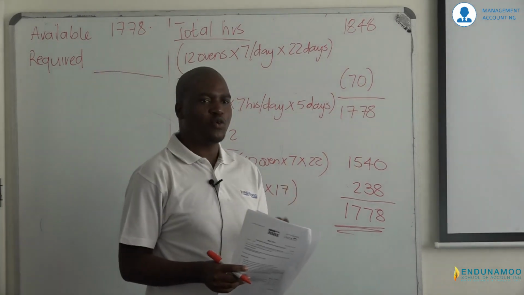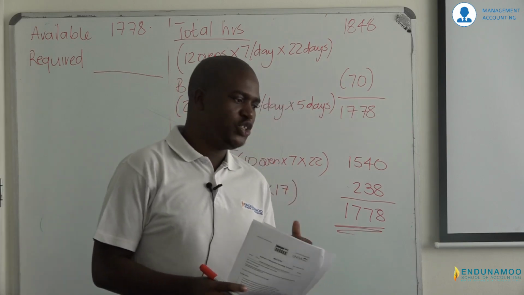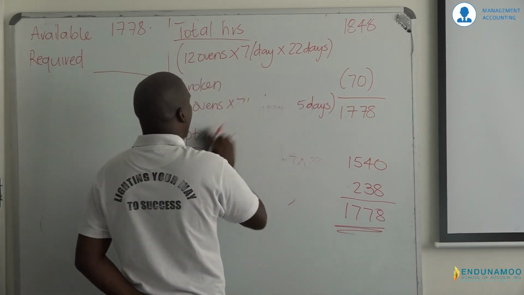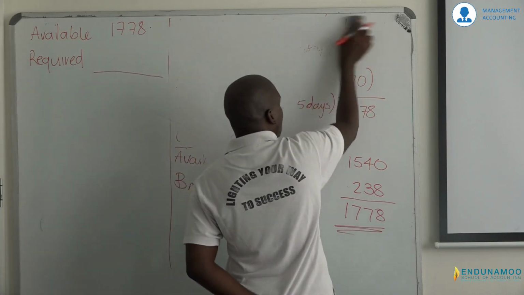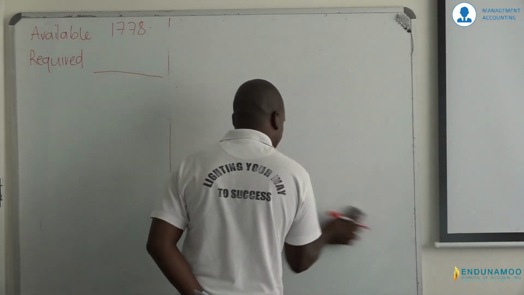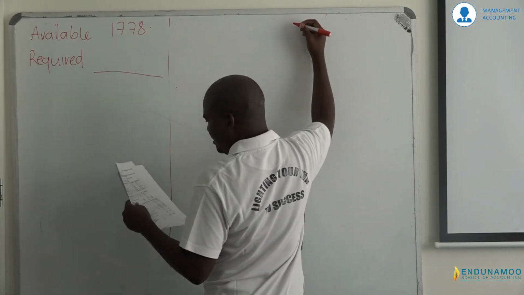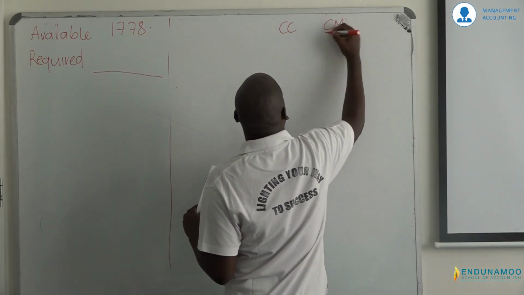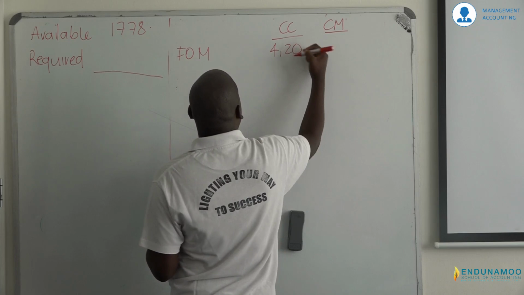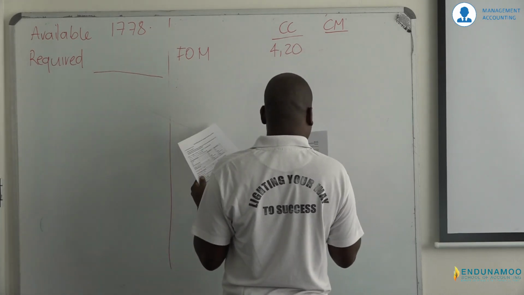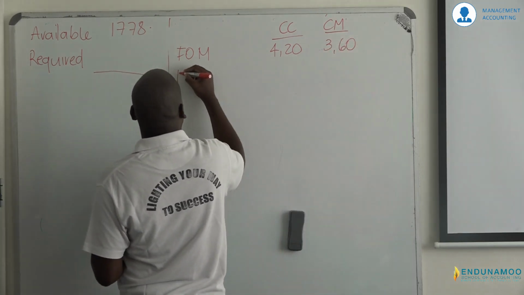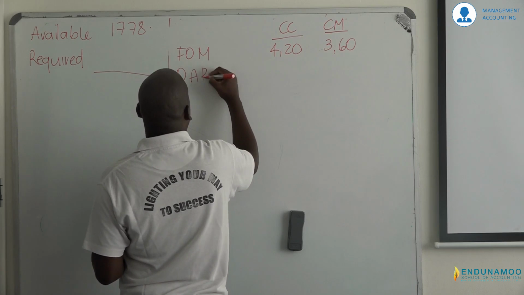Now, how much do I require? How much do I require? So she gave us a hint earlier on of how we need to think about it. We will need to determine how many hours are required per unit first. And we'll then say we've got CC and SM. And she said that they've given us fixed overhead manufacturing cost of 4.2. And for the other one, it's how much? 3.6.